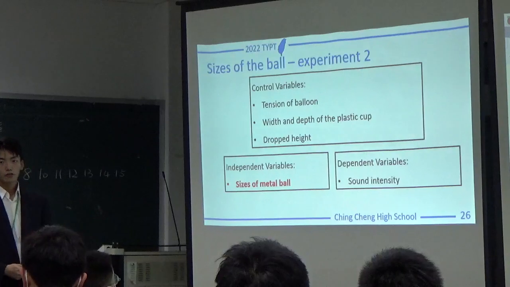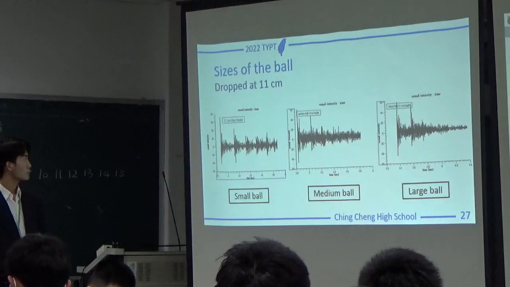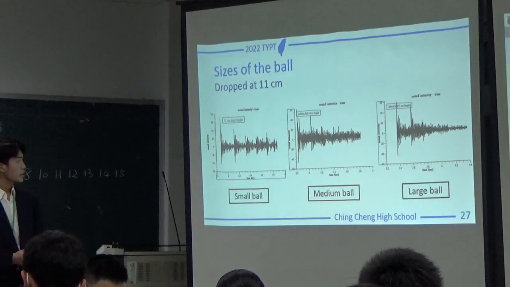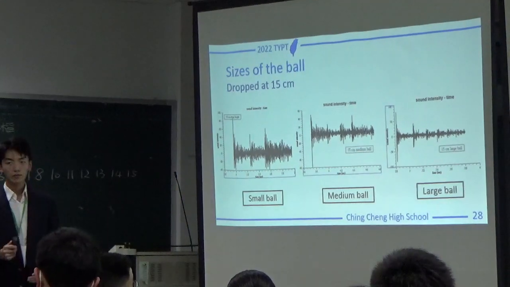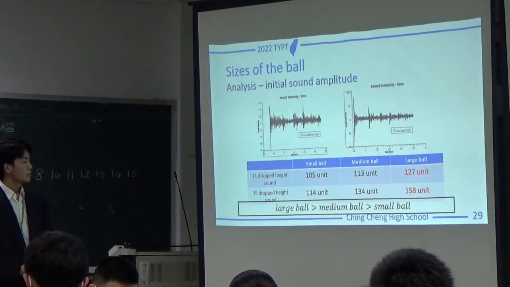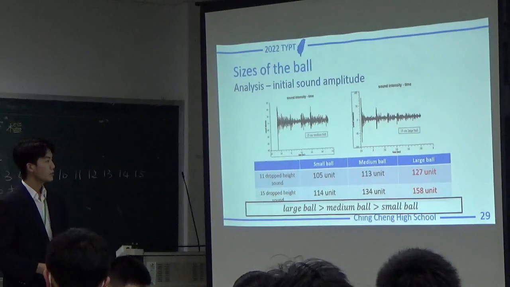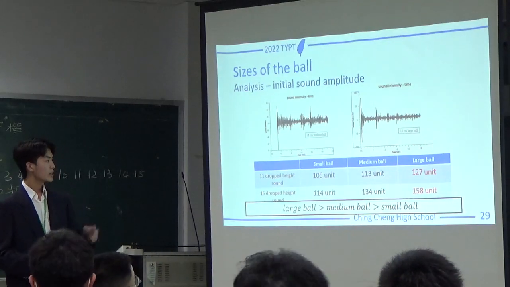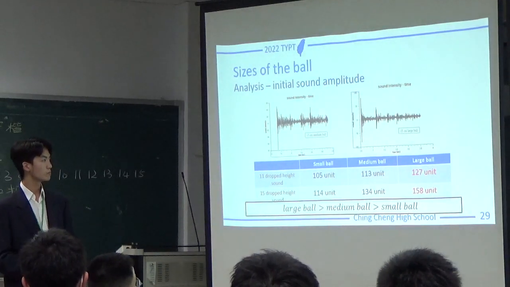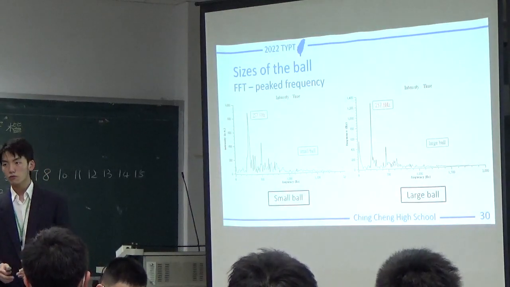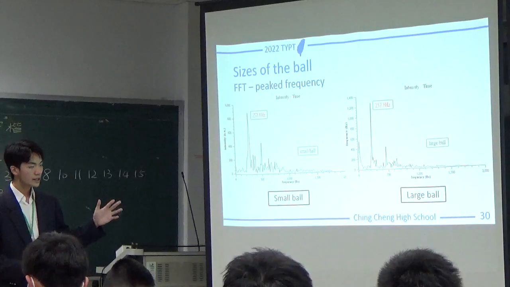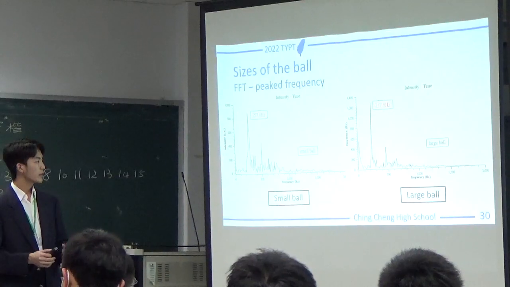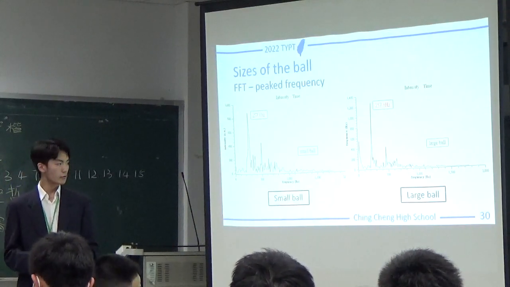And for the second experiment, we use different sizes of ball. And these are the 3 different sizes of ball when we drop at 11 centimeters. And this is the result when we drop at 15 centimeters. So from every experiment, we can see that the larger ball has the highest initial sound intensity, and the second is the medium ball, and the smallest is the small ball. And we also use the fast Fourier transform to get the peak frequency of our sound, and we also observe that they have the same frequency of 257.8 Hertz.